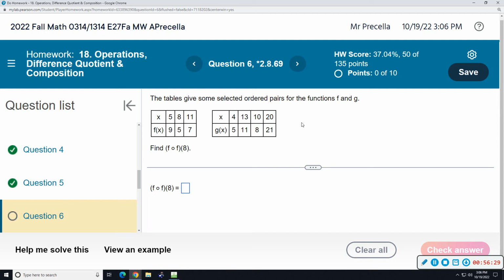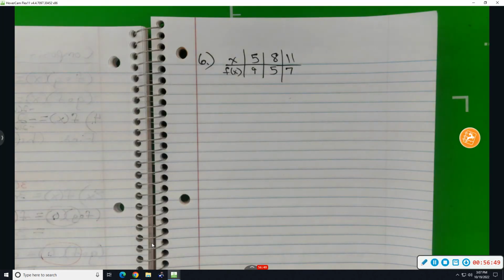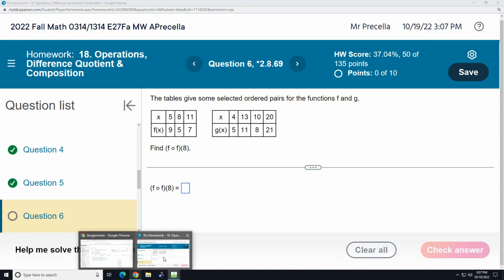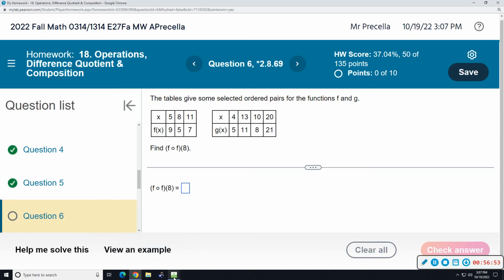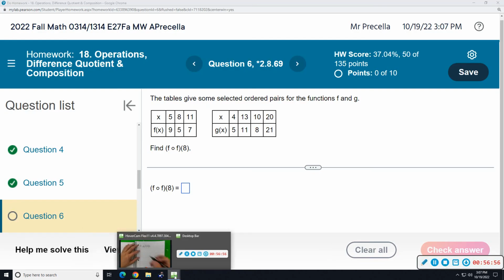All we need is the f of x table. 5 is assigned to 9. 8 is assigned to 5. And 11 is assigned to 7. And, oh, wait a minute. I better see what they wanted. It's f composed with f at 8. They're asking for f composed with f at 8.